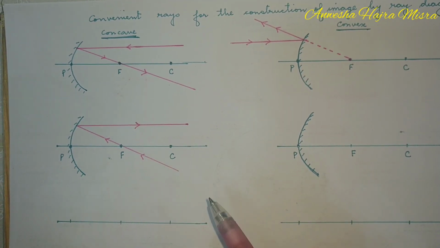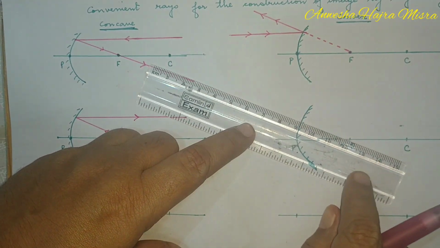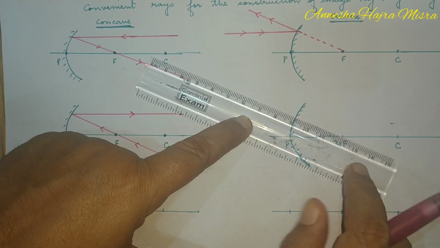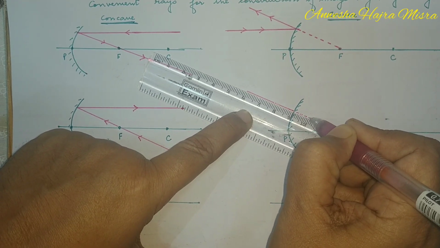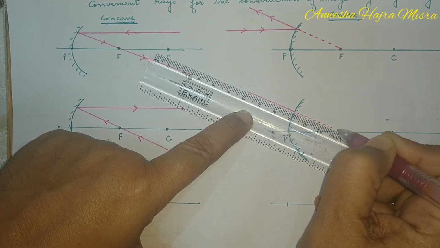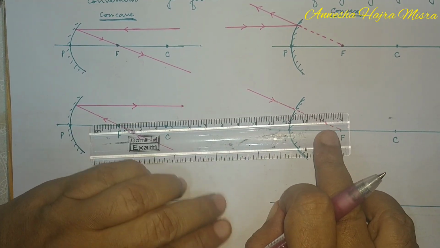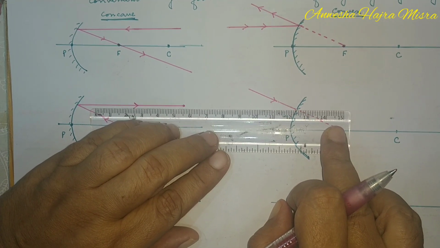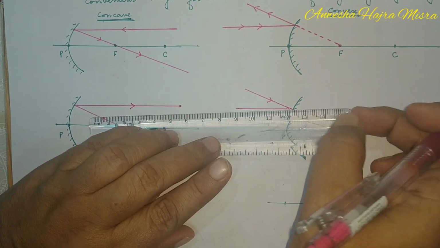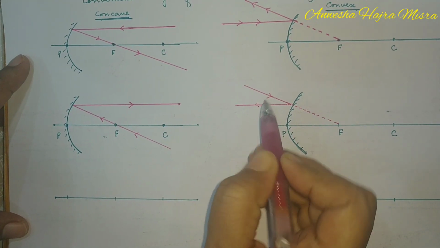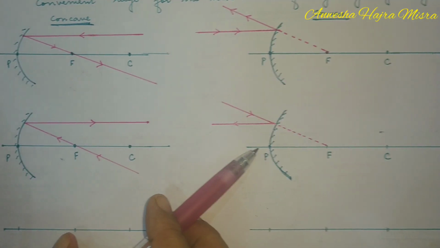Now, for this one, what can we say? A ray, reversibility, children. A ray which was coming towards the focus. If the mirror wouldn't have been there, it would have come towards the focus. After reflection, it will go parallel. A ray which was coming towards the focus will go parallel. See the reverse, children. The principle of reversibility.